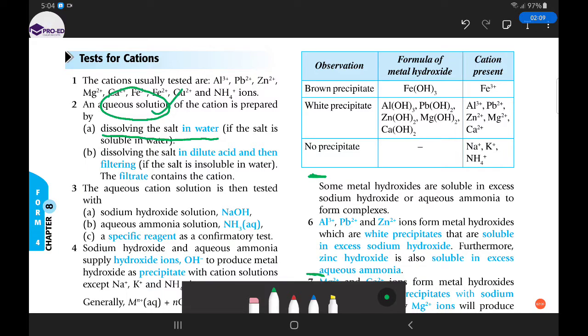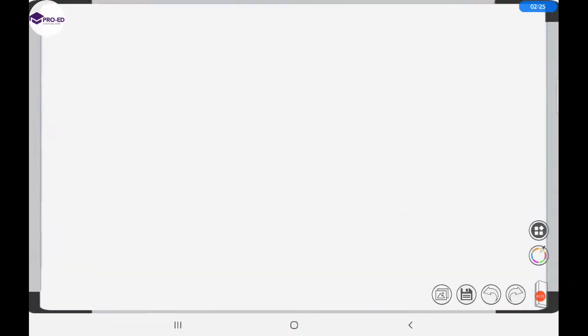If it's not a soluble salt, then you can't use method A. We will go to method B, where you take the salt, dissolve it in a dilute acid, and then filter it, remove the residue, and collect the filtrate. Your filtrate is the aqueous salt solution.